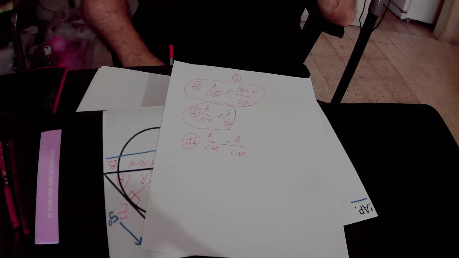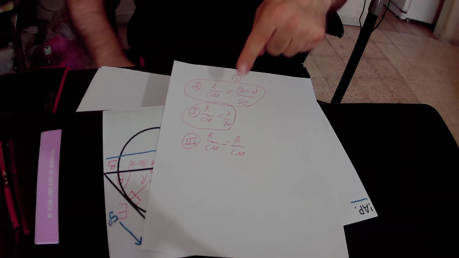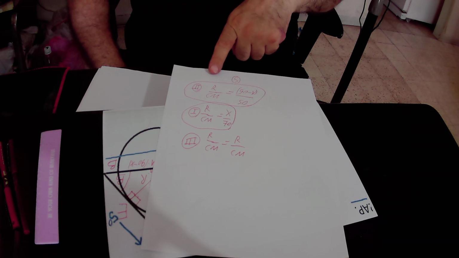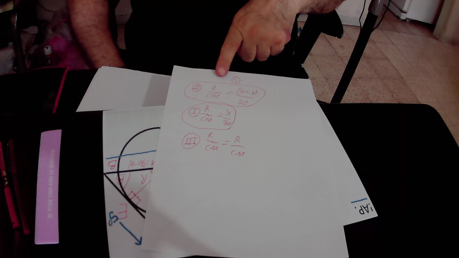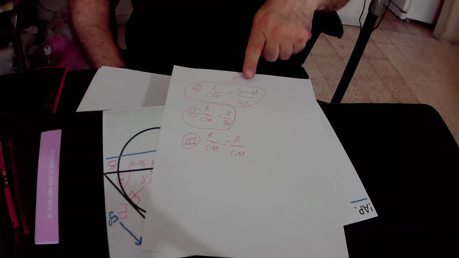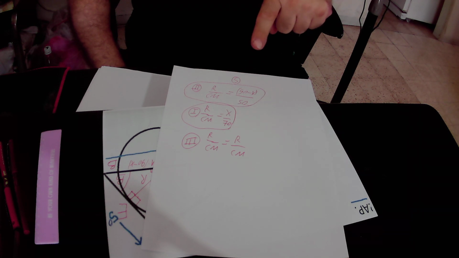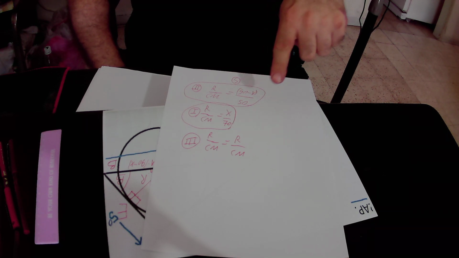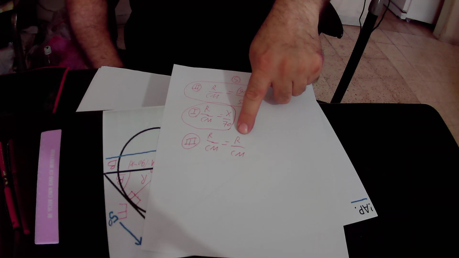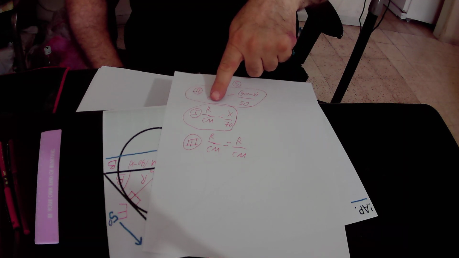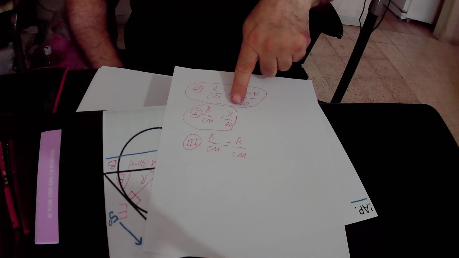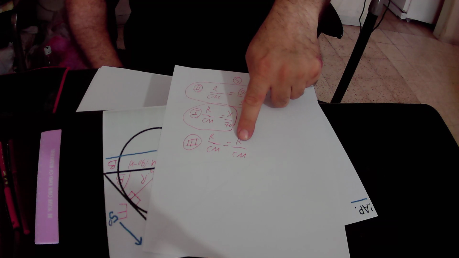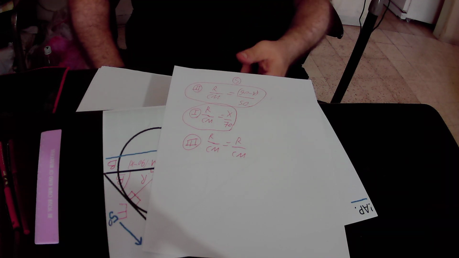And now we'll substitute R over CM on this side of the equation by the value of R over CM in the second equation, which is 90 minus x over 50. And we'll substitute R over CM on this side of the equation by the value of R over CM in the first equation, that is to say x over 70. Okay?